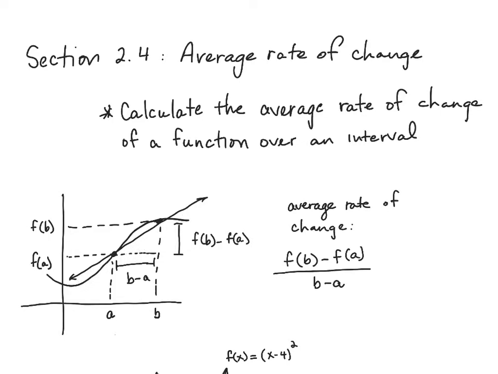And the slope of that secant line is the difference in the y values. So that's f of b minus f of a divided by the difference in x values, which is b minus a. And that's just a slope formula. So the average rate of change formula is f of b minus f of a over b minus a.